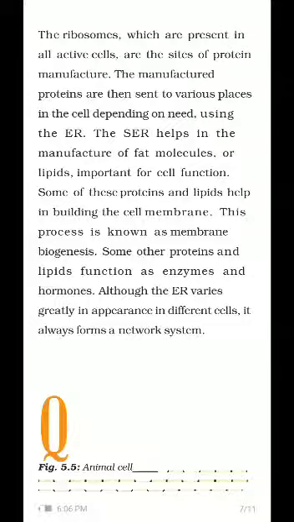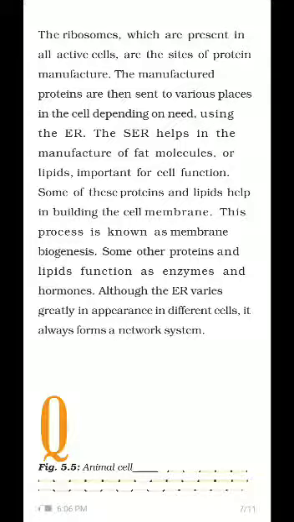So children, the ER is a site for protein manufacturing. Now the important thing comes. The manufactured proteins are sent to various places depending on need using the ER. The SER helps in manufacturing of lipids, fat molecules important for cell functions. So children, SER and RER help in manufacturing of lipid and protein.